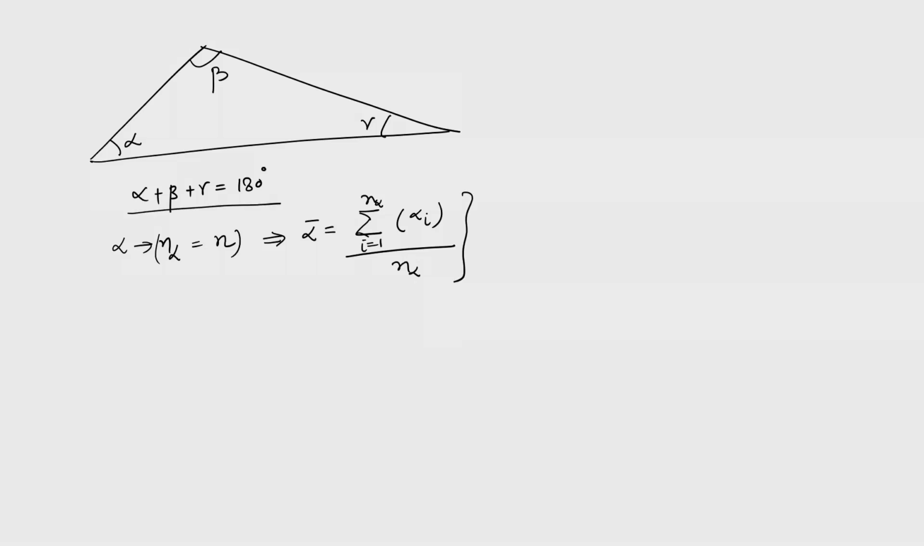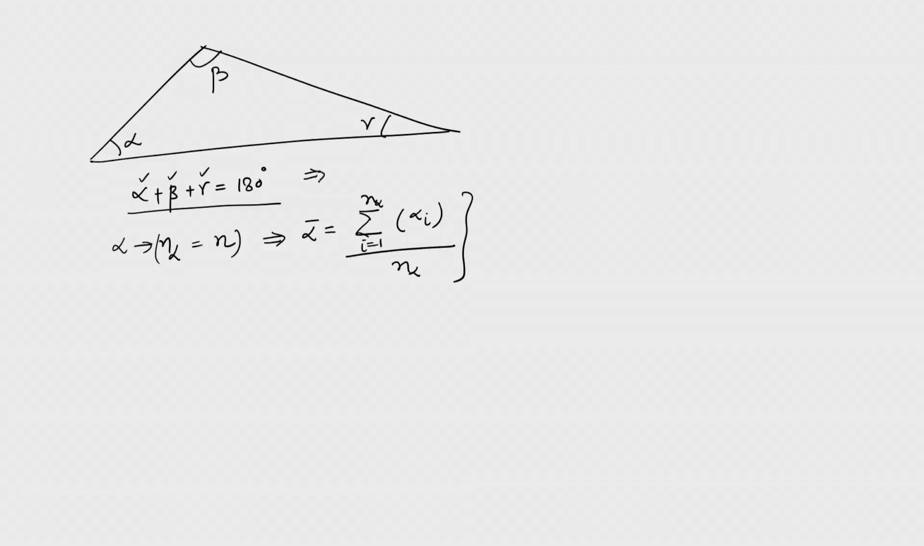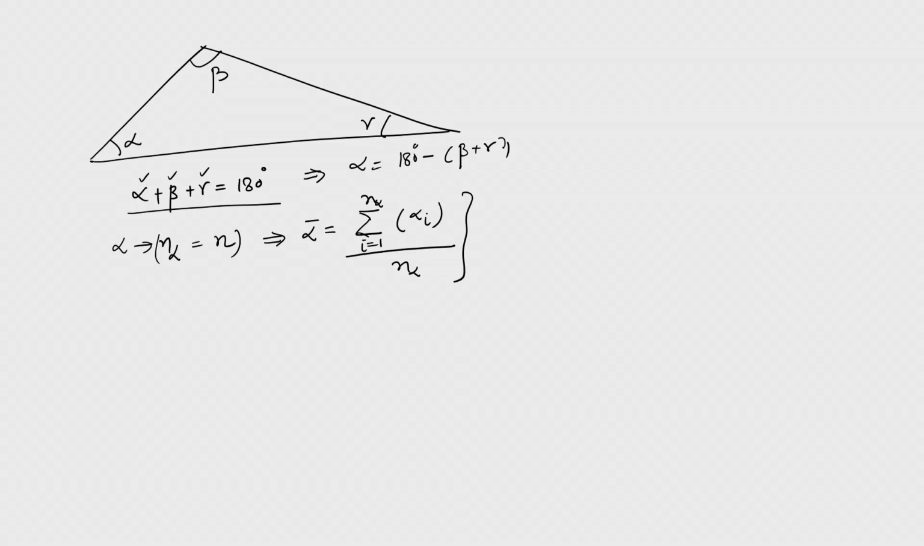Here, if you see, all the three variables are observed in the field, and there is no dependent variable or independent variable, because I cannot say that alpha is dependent and beta and gamma are independent variables. Although mathematically I can write alpha equals 180 minus beta plus gamma, there is still no point in calling alpha or beta or gamma a dependent variable. And in such a situation, when all the variables are measured, we can solve by the condition equation method.